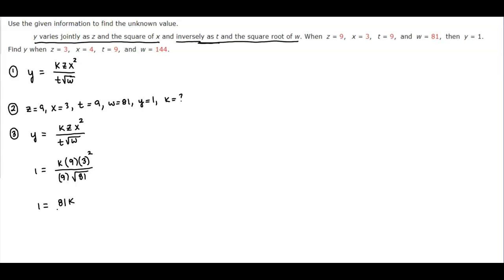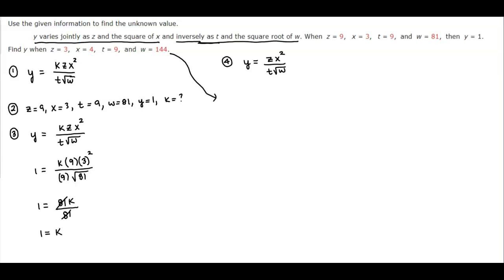That's 81k. And then in the denominator, we know that the square root of 81 is 9, so 9 times 9 is going to give us 81. So now what that tells us is that 81 divided by 81 gives us 1, so we know that k is equal to 1. And so now we know that our form is going to look like the following. Y is equal to, if k is 1, then we just have z x squared all over t times the square root of w.